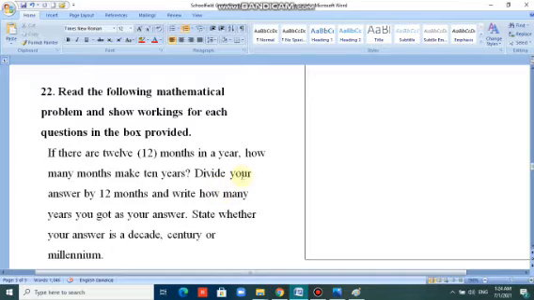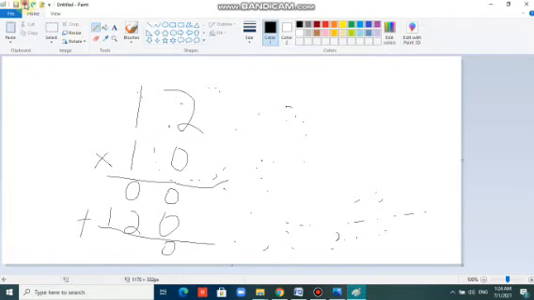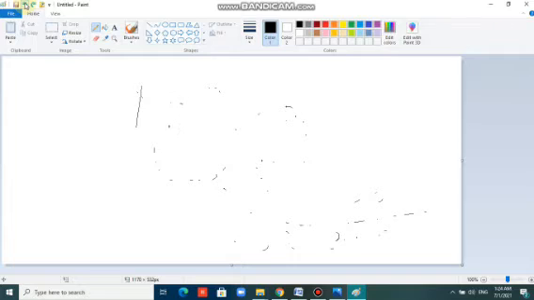Now it says divide your answer by 12 months and write how many years you got as your answer. Now we have to do some division, don't we? So let's go right into it. So it's 12. Gonna divide now. All right, so divide the answer by 12. So 12, and then I put my 120 here.